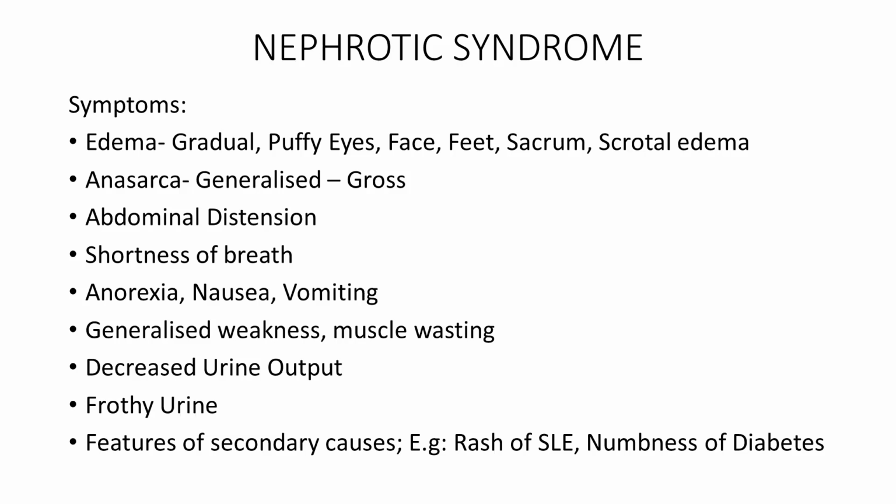Anorexia, nausea, vomiting, generalized weakness, muscle wasting, decreased urine output. Patients of nephrotic syndrome do have a complaint of less urine, but in nephritic syndrome, they are definitely oliguric. Frothy urine, urine में झाग होता है because of the presence of proteins. In addition to these general features, there can be features of secondary causes like rash of SLE, numbness of diabetes, and joint pains of rheumatoid arthritis.